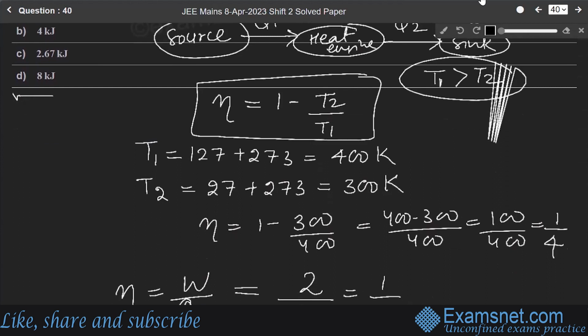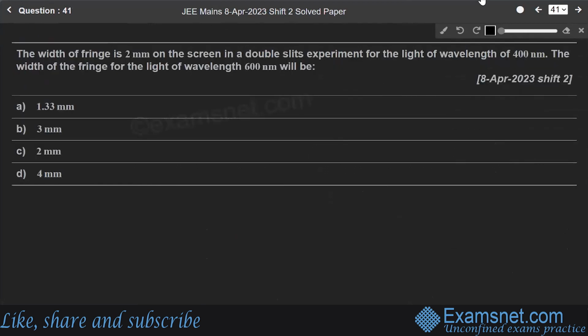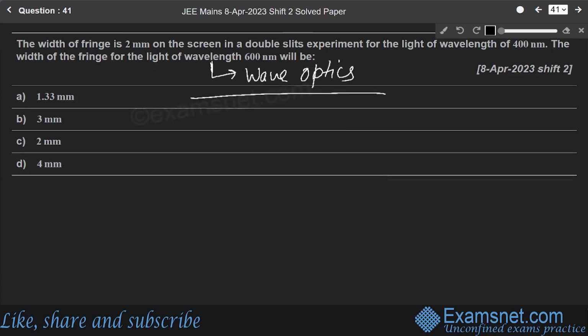Okay. Now moving towards our next question, question number 41. This question says that the width of fringe is 2 millimeter on the screen in a double slit experiment for the light of wavelength 400 nanometer. The width of the fringe for the light of wavelength 600 nanometer will be? So students, this question is directly from the chapter of wave optics. It is of Young's double slit experiment.